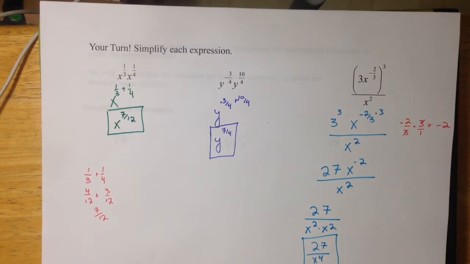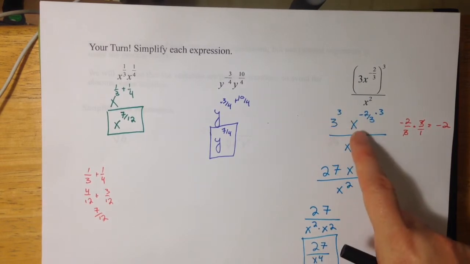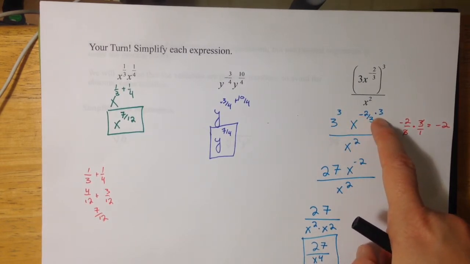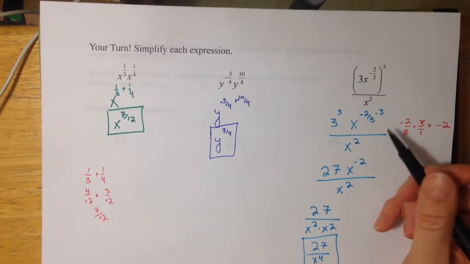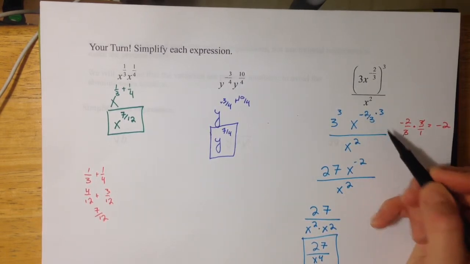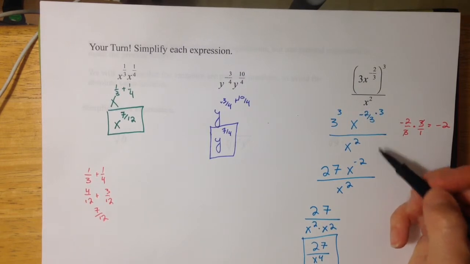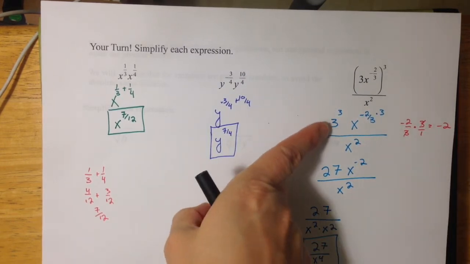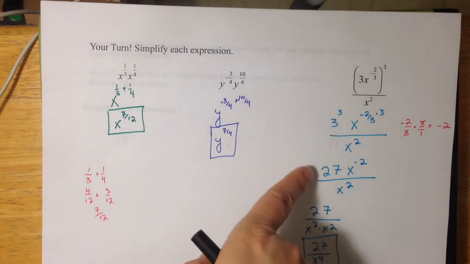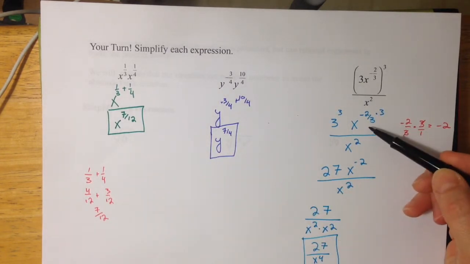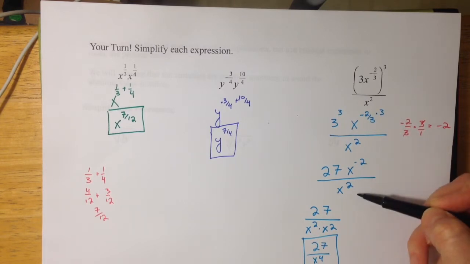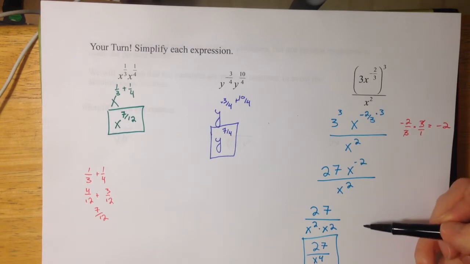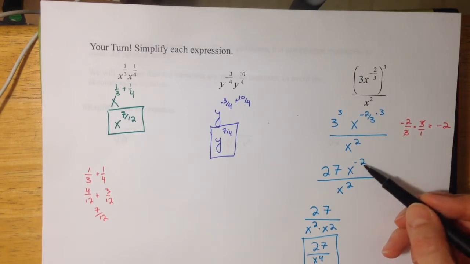So I just wrote down everything that I have so far. 3 cubed, x to the -2/3 times 3, all over x squared. Off to the side, I went ahead and did that multiplication. -2/3 times 3 is actually just -2. So in my second step, I realized that 3 cubed is just the number 27. X to the -2/3 times 3 is x to the -2, and that x squared on the bottom hasn't changed at all.